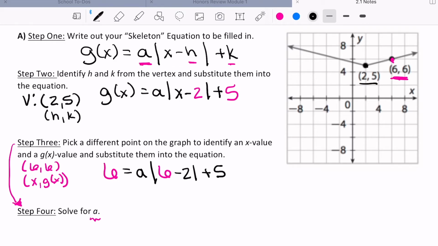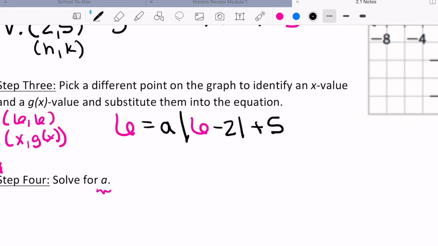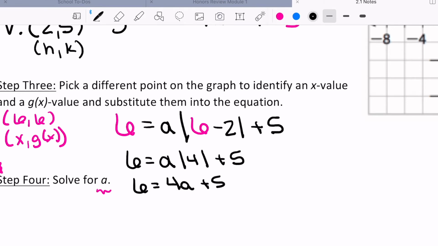So we're going to simplify and isolate a. Order of operations. Simplifying inside of the absolute value, 6 minus 2 is 4, plus 5. A times the absolute value of 4 is simply 4a plus 5. Subtract 5. We have 1 equal to 4a. Divide by 4. And you can see that our a value is 1/4.